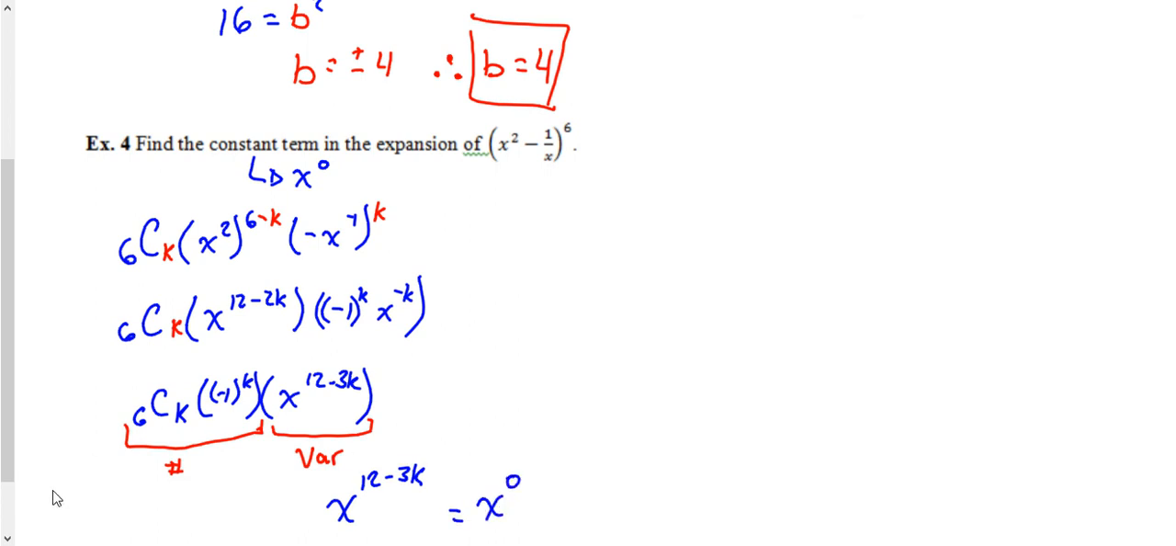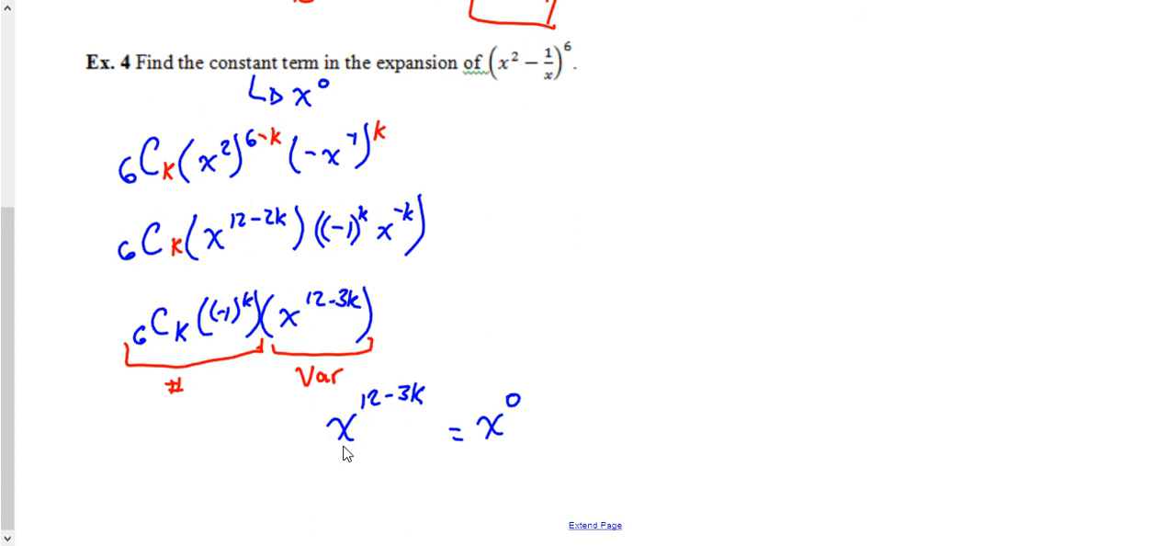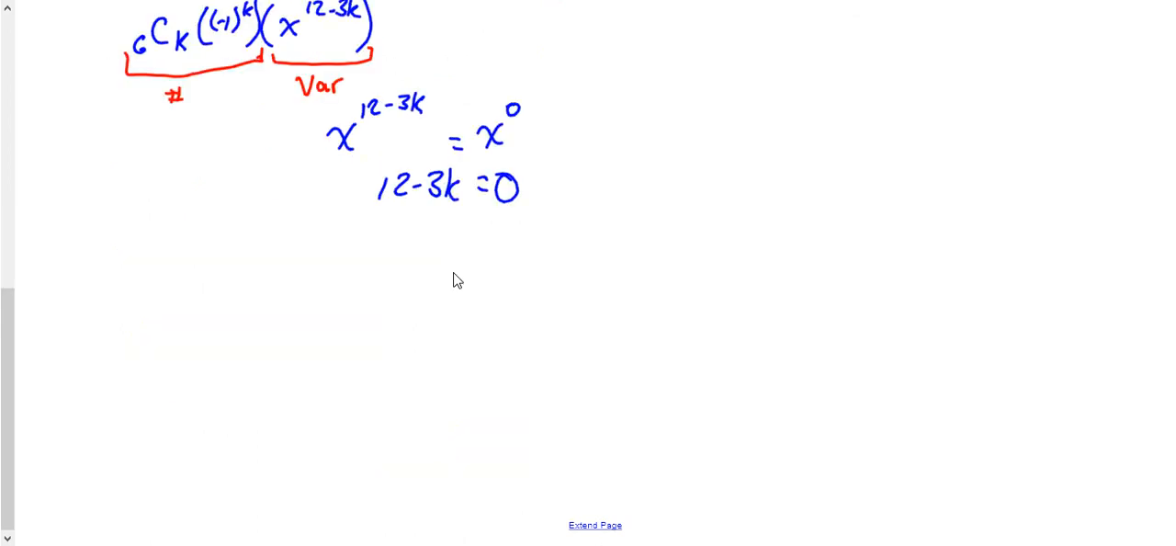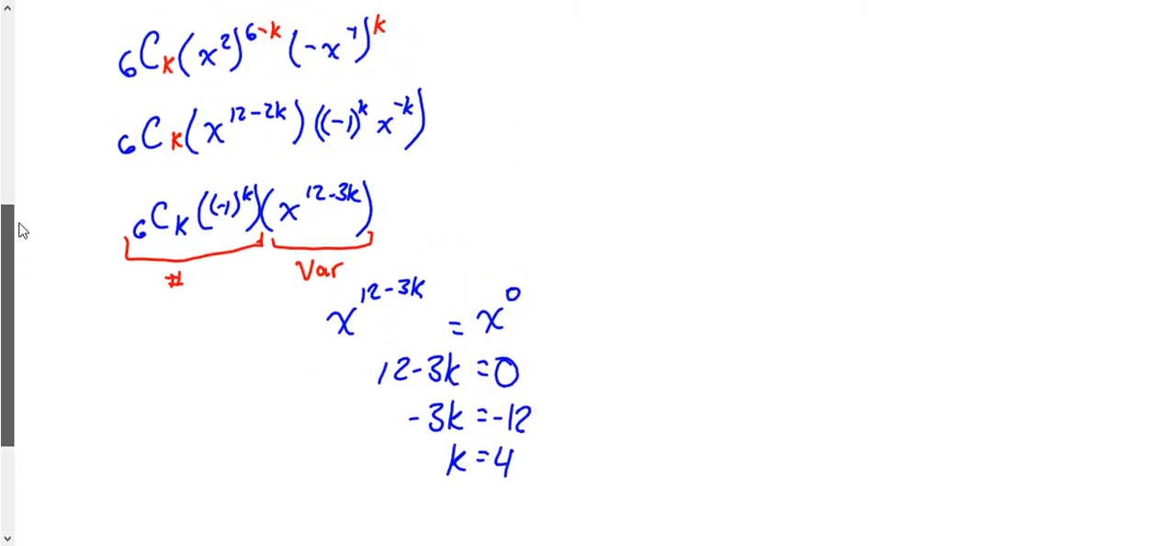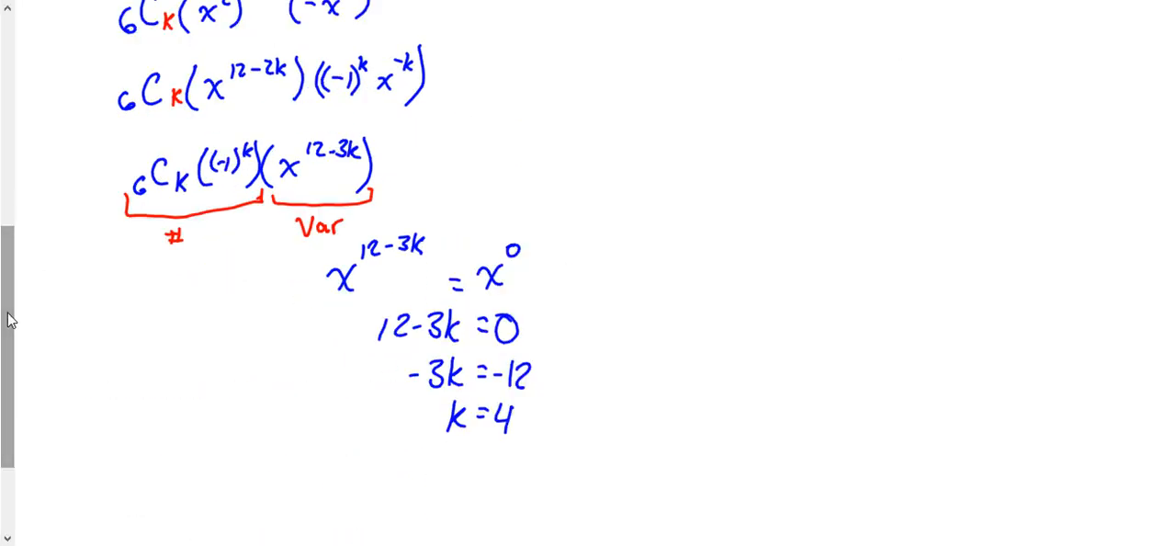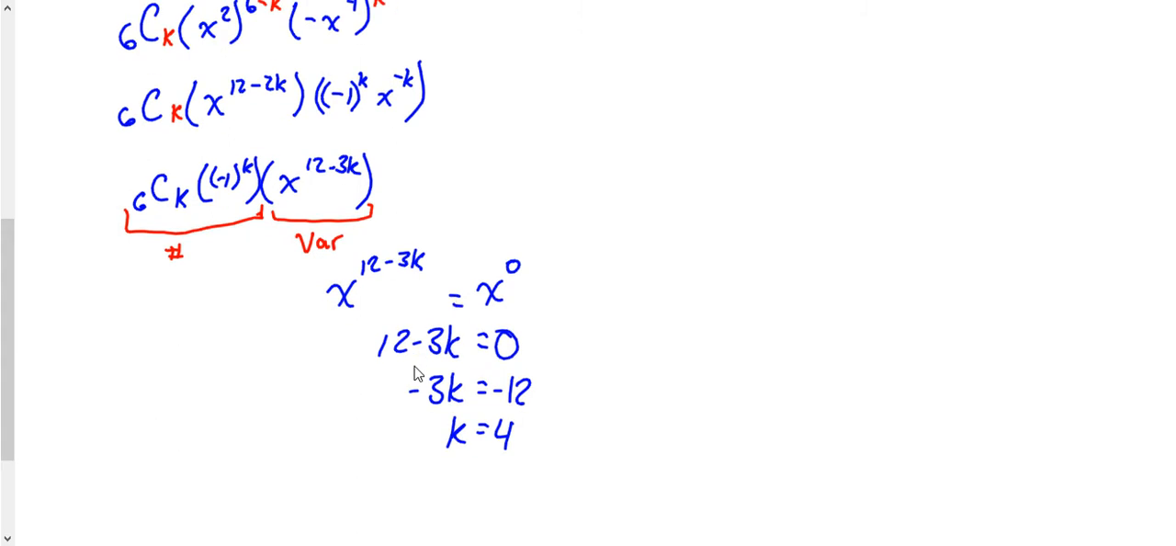And now we can solve for k. Dropping my bases from previous unit, because you have the same base, I have 12 minus 3k equals 0. Negative 3k equals negative 12. So therefore k is equal to positive 4. From here, now that we know k equals positive 4, I can plug it all back into the original equation and solve for that term, solve for that constant term.